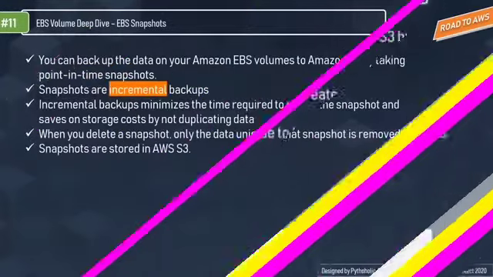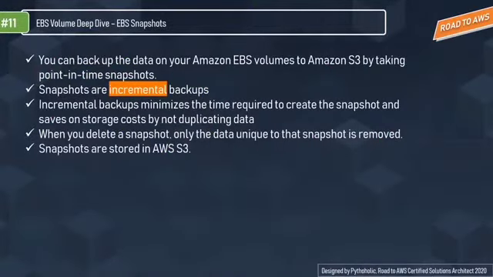So what you can do here, back up the data on your AWS EBS volumes to Amazon S3 by taking point-in-time snapshots. Point-in-time usually refers to a given point of time where you can back up your data on your AWS EBS. So snapshots are incremental backups, which means that only the blocks on the device that have changed after your most recent snapshot are saved. This minimizes the time required to create the snapshot and saves on storage cost by not duplicating data.